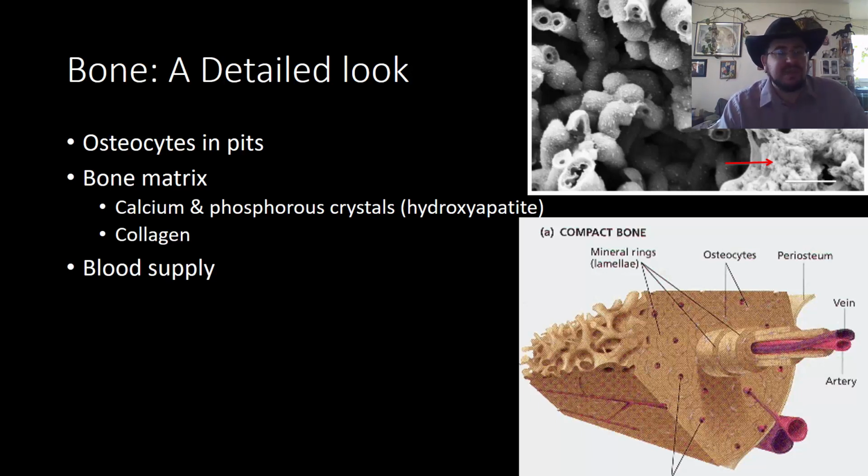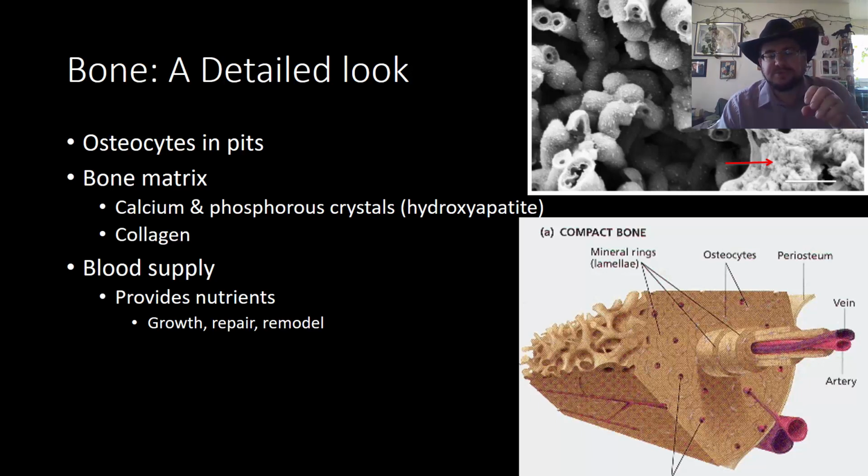Bone has a rich blood supply, which is important because you need to provide nutrients to the bone. The fact that it has a rich blood supply means that your bone can undergo growth, it can be repaired, and it can remodel or change the thickness of a bone, whether it's increasing or decreasing. So, bones can grow, bones can be repaired, and they can be remodeled. And it's that rich blood supply which is really what allows this.